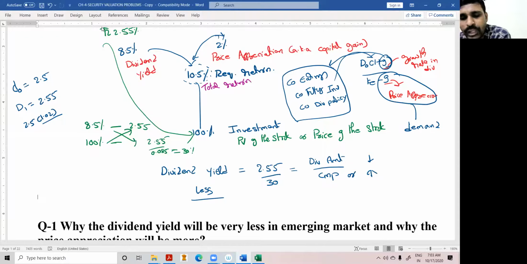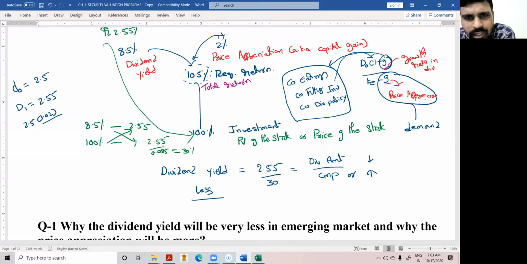If the company is paying more dividend, obviously they will have fewer future investment opportunities. If they have fewer future investment opportunities, the price appreciation will be less. Obviously, according to me, both should be inversely related. Are you getting the logic? Yes, sir. If the company is paying more dividend, if the dividend is growing, what does it indicate? The company has already saturated, with fewer future investment opportunities. Then more people will not be attracted, and in that case price appreciation will be less.